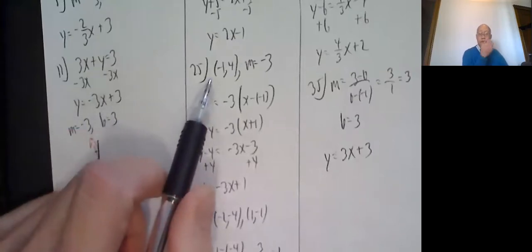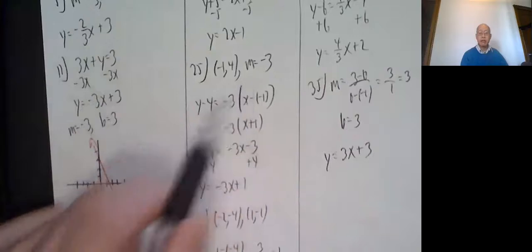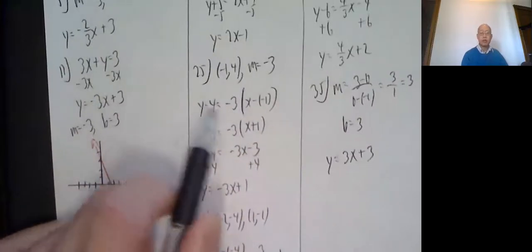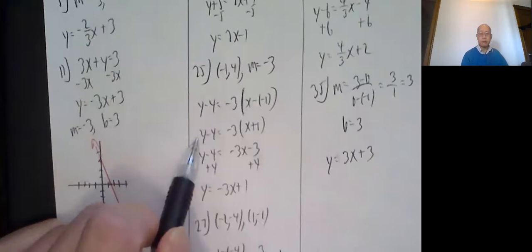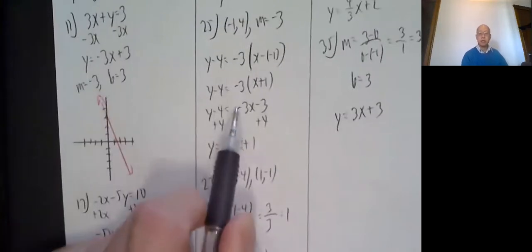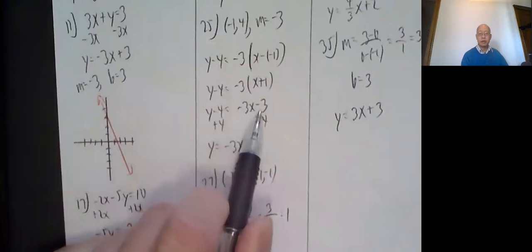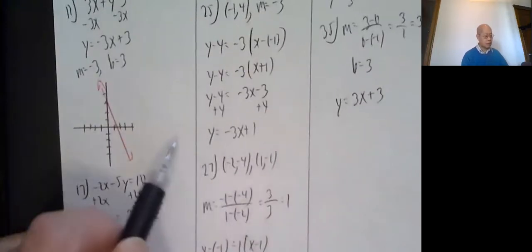25, the point is negative 1, 4. The slope is negative 3. This is my x1, y1. That's my m. So y minus y1 equals m times x minus x1, x minus a negative 1. Y minus 4 equals negative 3 times x plus 1. Distribute, negative 3x minus 3. Add 4, y equals negative 3x plus 1.